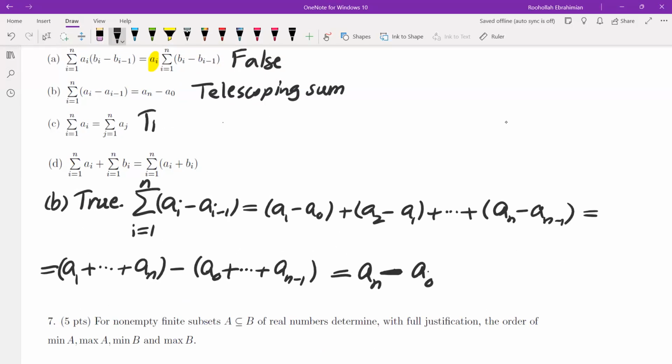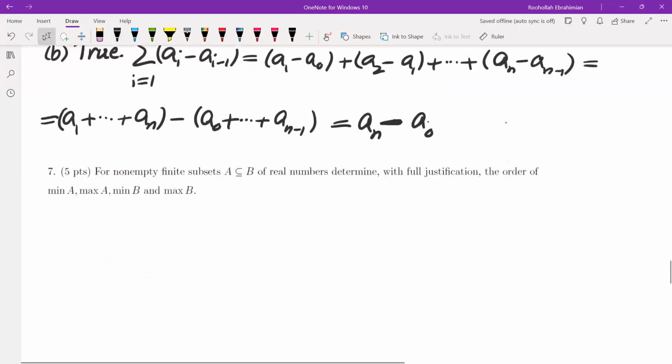The next part is also true because both are the sum of a1 through an. So those are both the same sums. i and j are called dummy variables, so they don't actually matter. And the last one is also true because of commutativity of addition and associativity of addition.